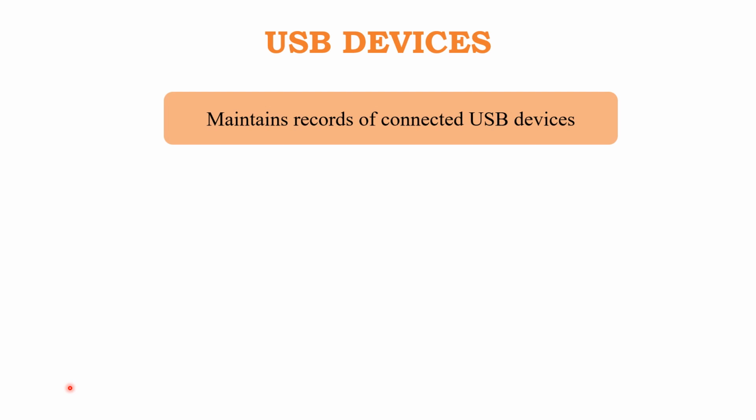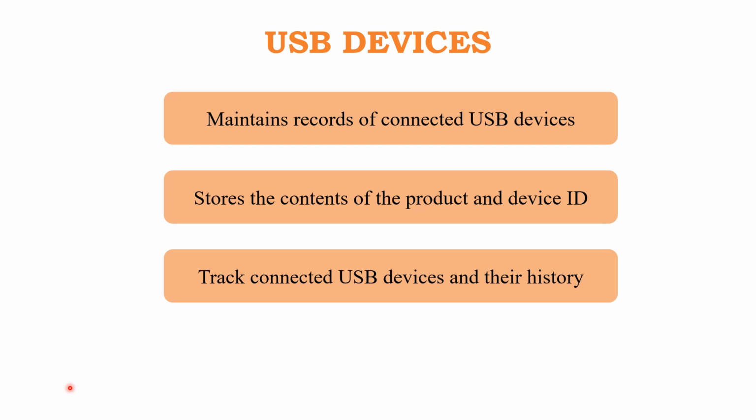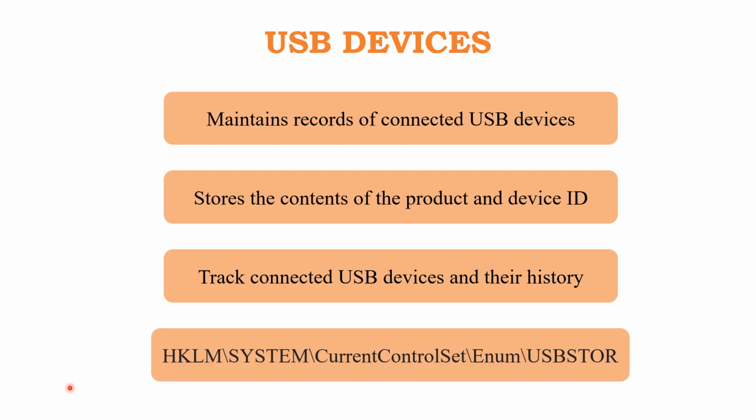So the next is USB devices. It maintains the record of connected USB devices. Means anytime a device is connected, the information is directly stored in the registry. So it stores the contents of the product and the device ID of the USB devices that have been connected to the system, and it tracks the connected USB devices and their history. It is stored in terms of values in the registry in the specific key. So this is where the information is stored. This is the particular hive and the key.